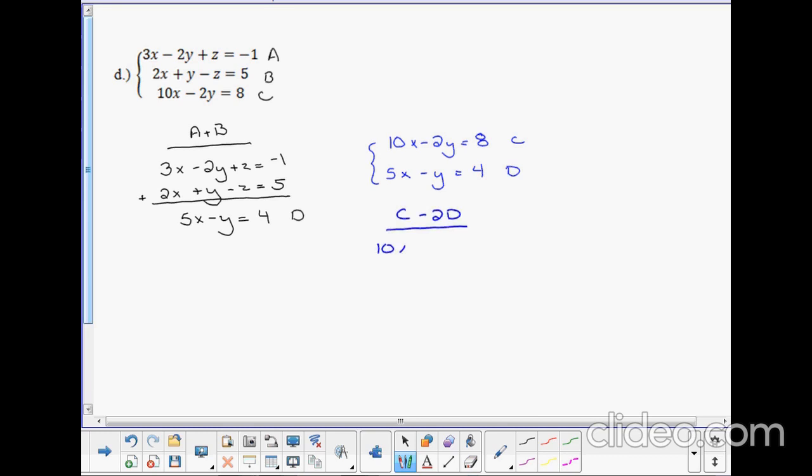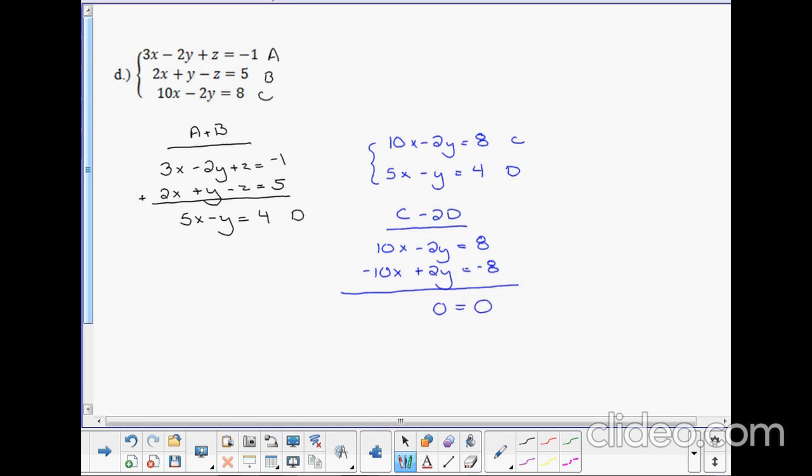So C is 10x minus 2y equal to 8. I'm going to multiply D by -2, so that would be -10x. That would be positive 2y, and that would be -8. Now as I add these together, 10x subtracts out. The two y's subtract out, becomes 0. And 8 minus 8 is 0.